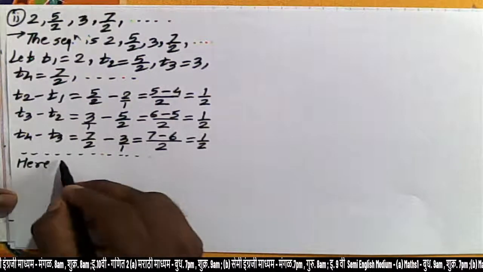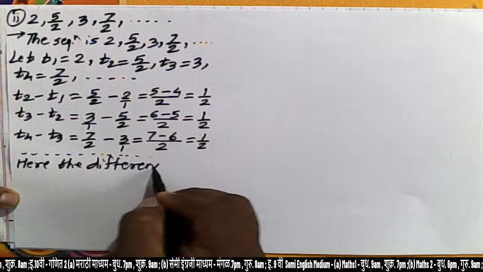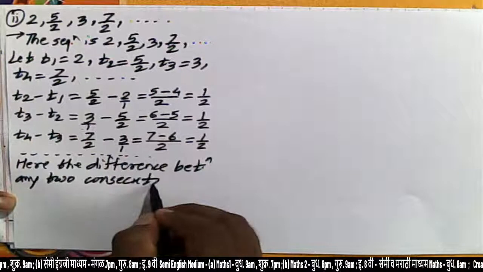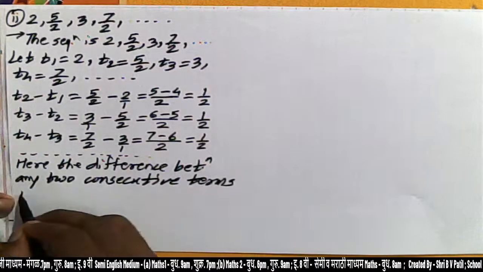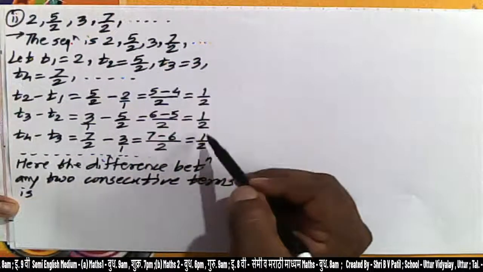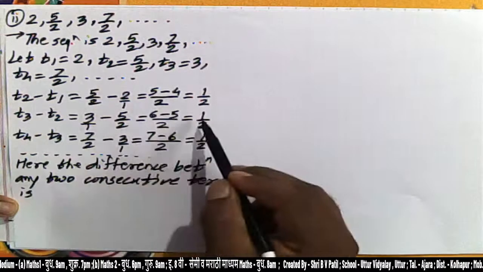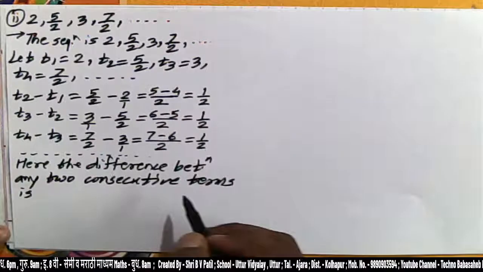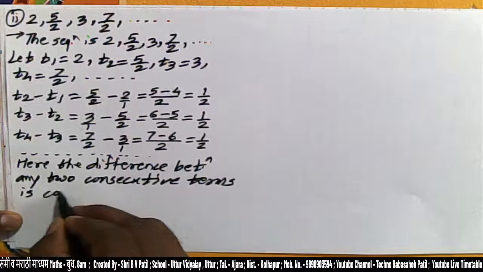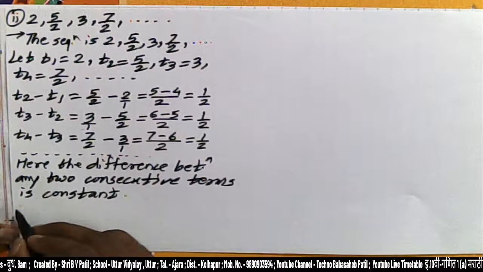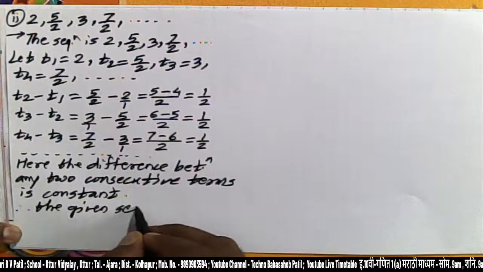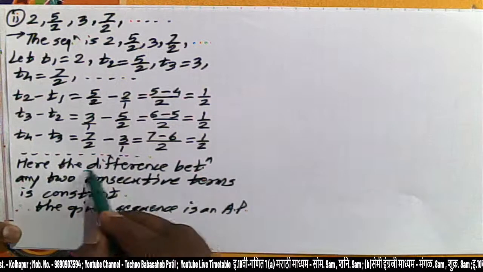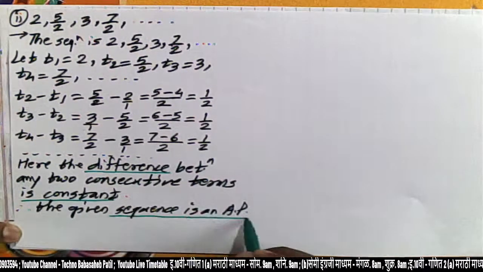Here the difference between any two consecutive terms, here difference is similar. First difference 1 upon 2, second difference 1 upon 2, third difference also 1 upon 2. Means we can get difference similar, that is difference between any two consecutive terms is constant, and therefore the given sequence, difference is constant, therefore sequence is an AP.